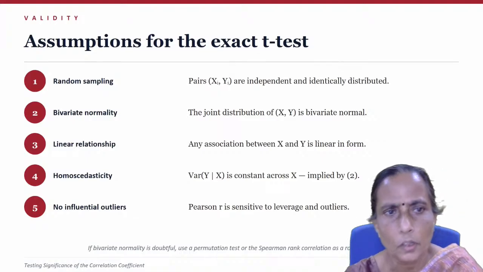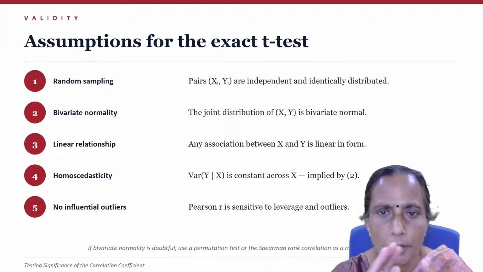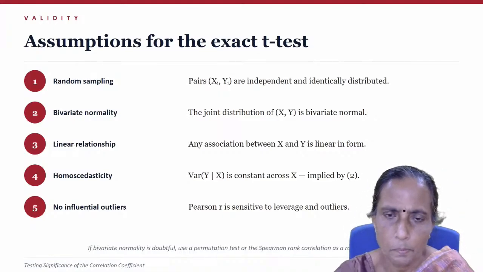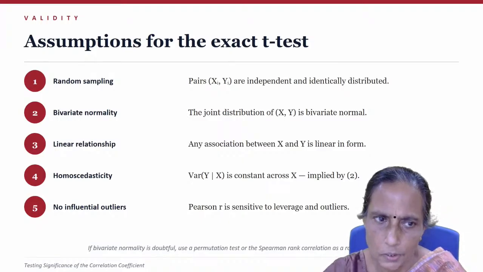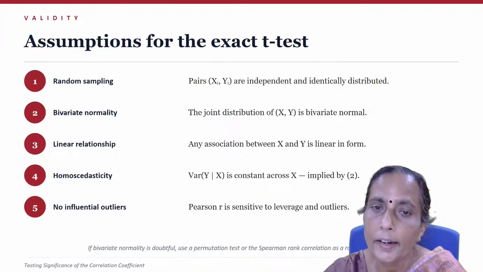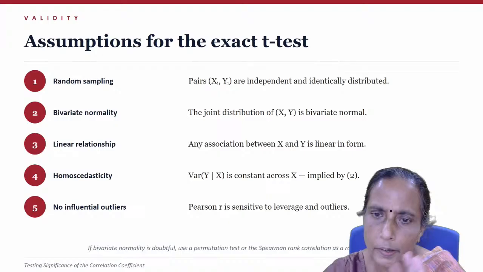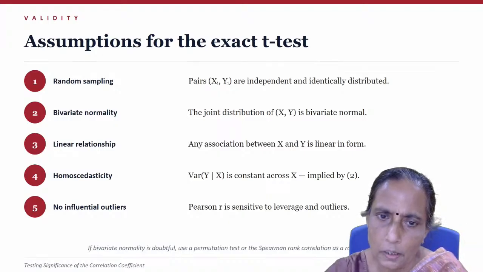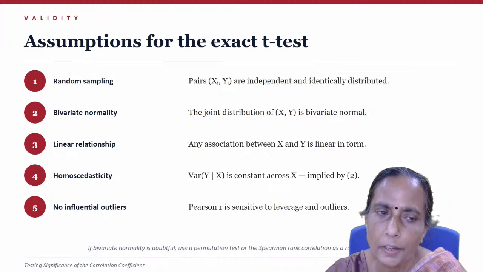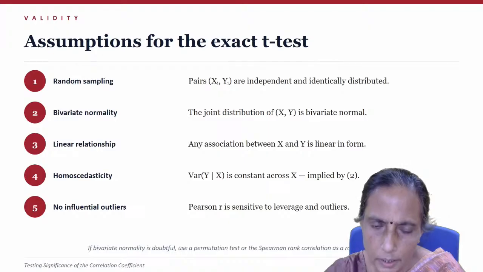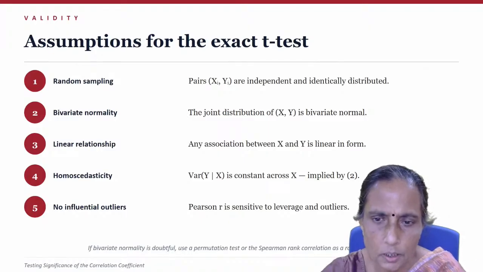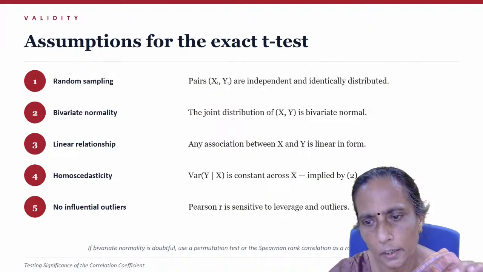Okay. So the assumptions for the exact t-test are, number 1, random sampling: the pairs x_i, y_i are independent and identically distributed. Number 2, bivariate normality: the joint distribution of x, y is a bivariate normal distribution. And number 3, linear relationship: any association between x and y is linear in form.